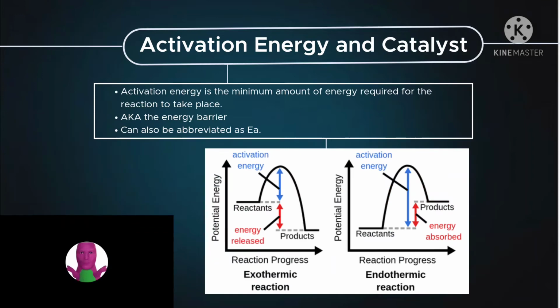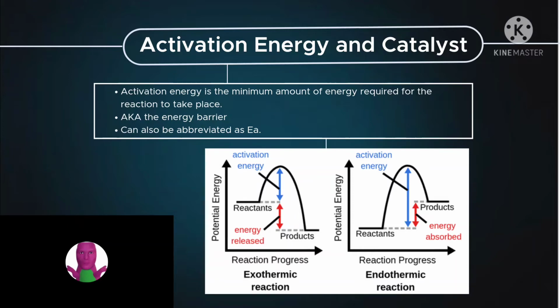As for the next slide, we will be talking about activation energy and catalyst. So what is activation energy? Activation energy is the minimum amount of energy required for the reaction to occur. It is also known as the energy barrier because if there's not enough energy, the reaction won't occur. Activation energy can also be abbreviated as E sub A.